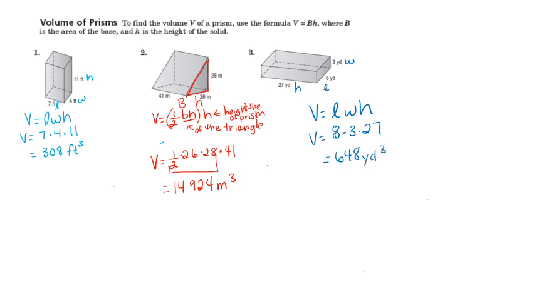So when we talk about a prism, it's the area of the base times the height. For rectangular, length times width times height. For triangular, it's the area of the triangle, which is 1/2 base times height of the triangle, times the height of the prism.